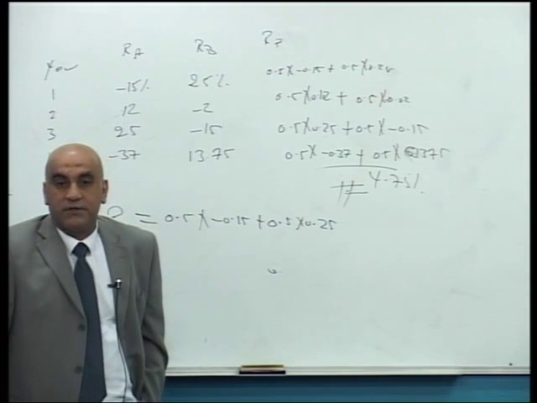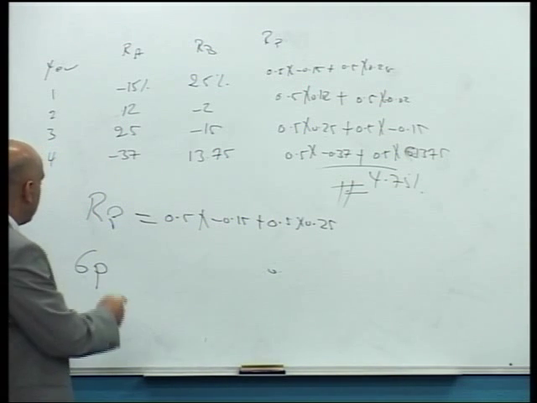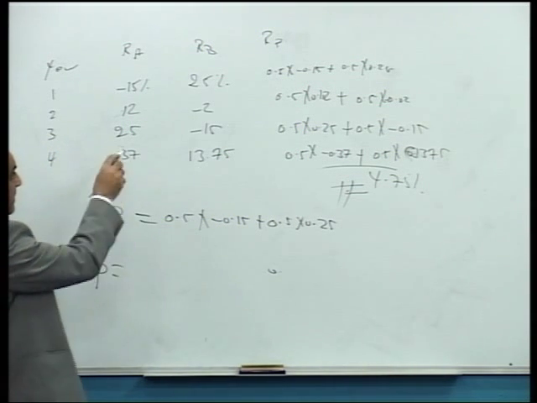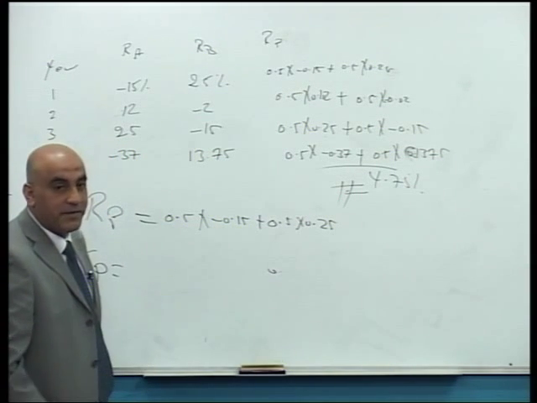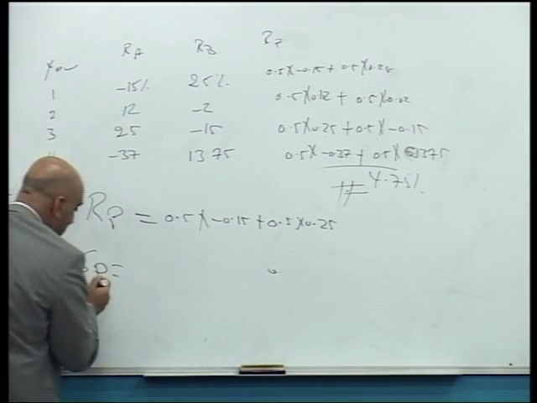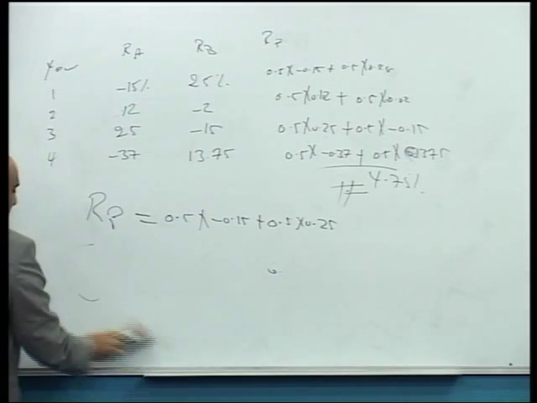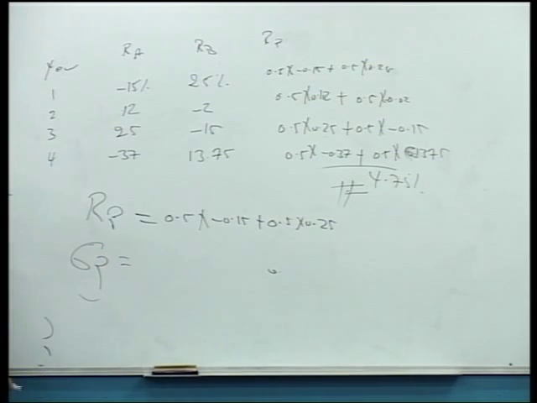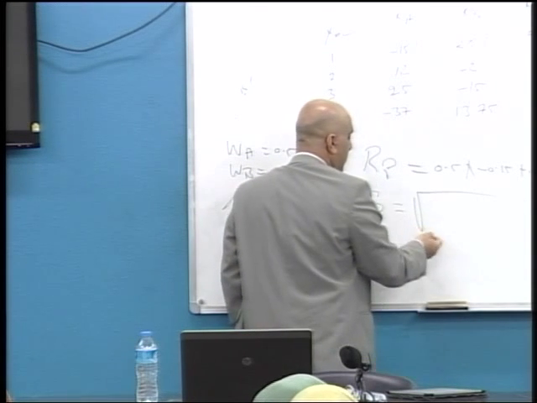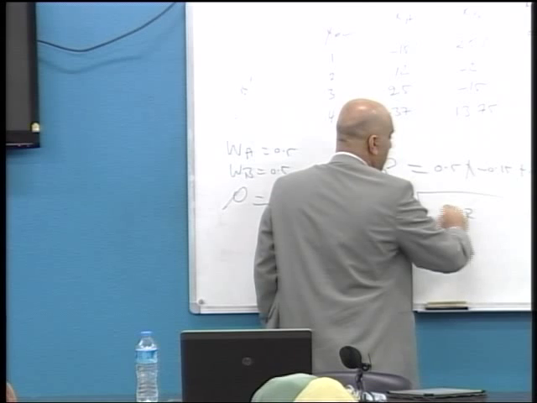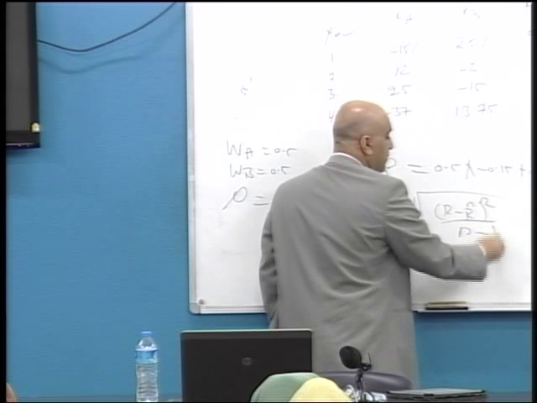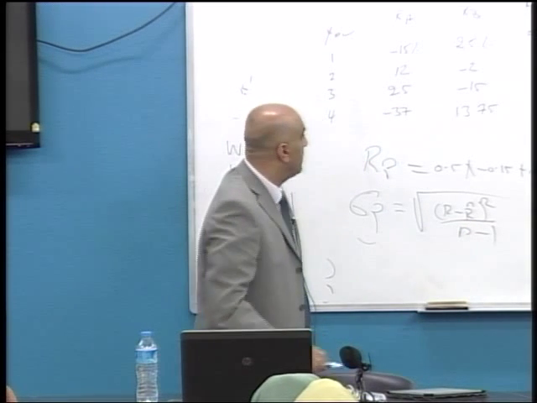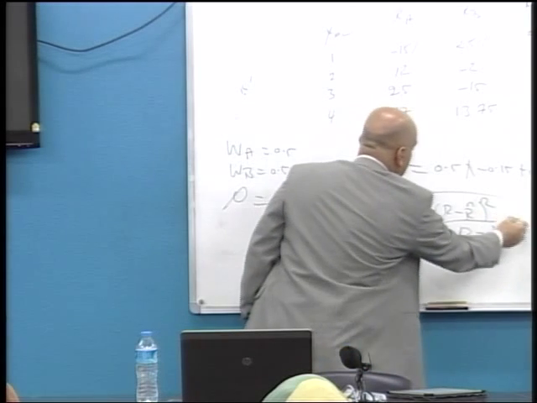Now you need to calculate the standard deviation because you want to calculate sigma. You need sigma A and sigma B. What is sigma A and what is sigma B? Before sigma of the portfolio, do sigma B. Sigma is the square root of the sum of r minus r hat raised to the power 2, divided by n minus 1. Just use this equation.